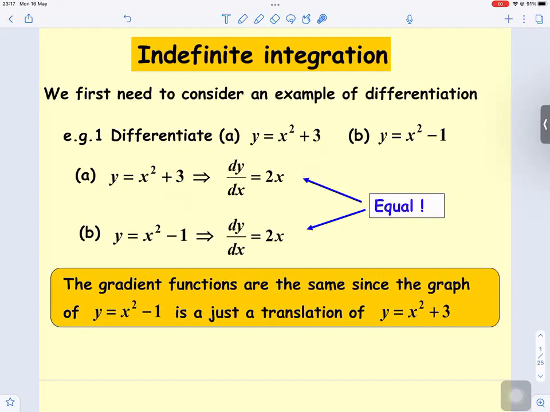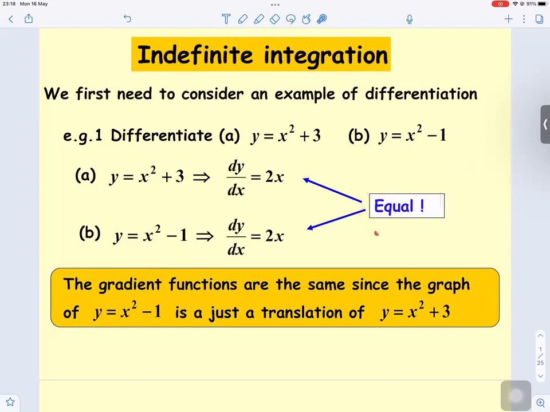When you differentiate y equals x squared minus 1, the 2 comes in front and you subtract 1 from the power. So it becomes 2x. When you differentiate minus 1, it becomes 0. So dy over dx is equal to 2x. And if you notice, the answers are equal.